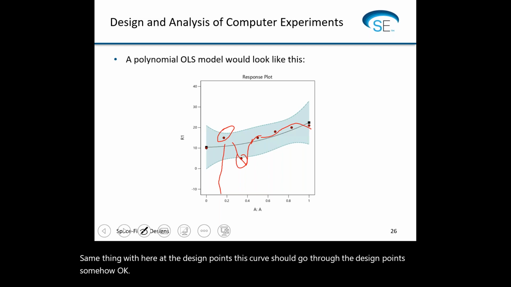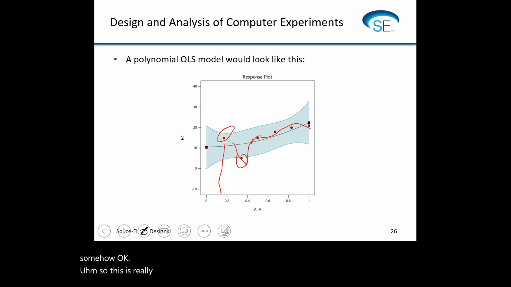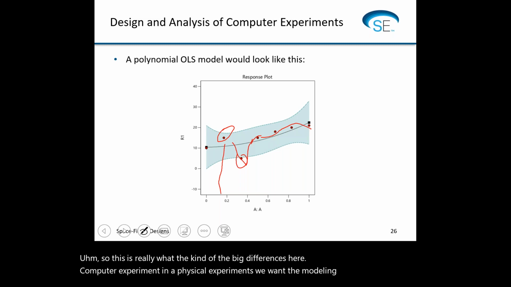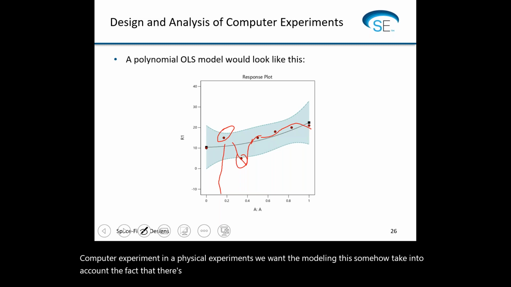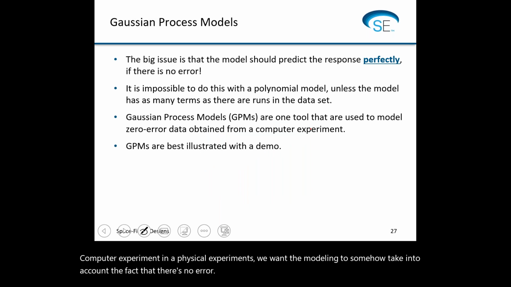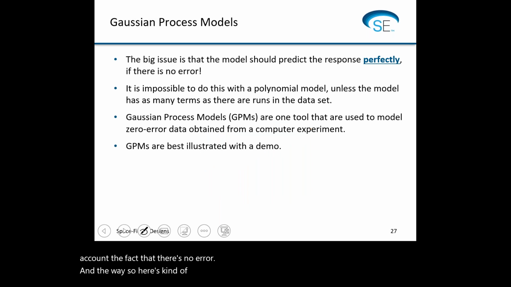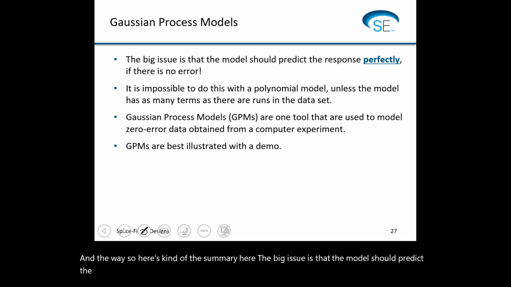So this is really what the big difference is here. In a computer experiment and a physical experiment, we want the modeling to somehow take into account the fact that there's no error. So here's kind of the summary. The big issue is that the model should predict the response perfectly at the design points, if there is no error, and there usually isn't in a simulation experiment.